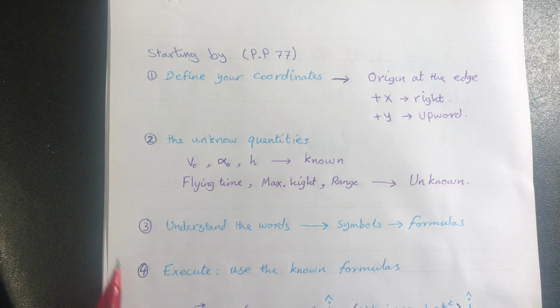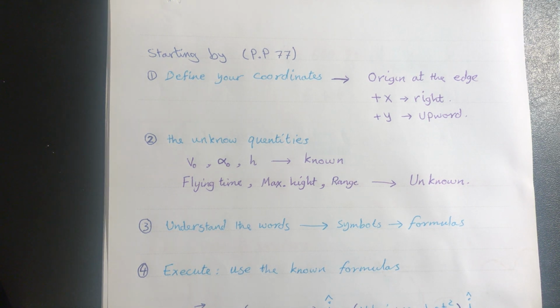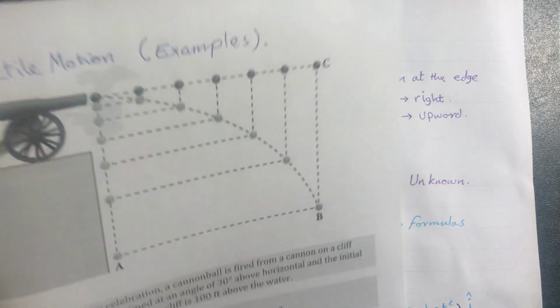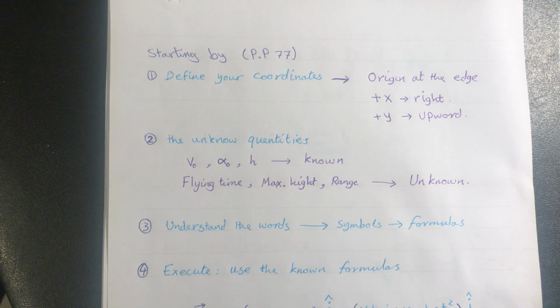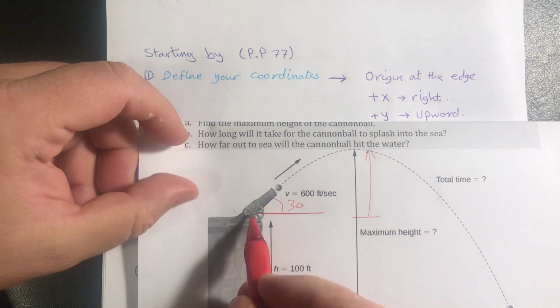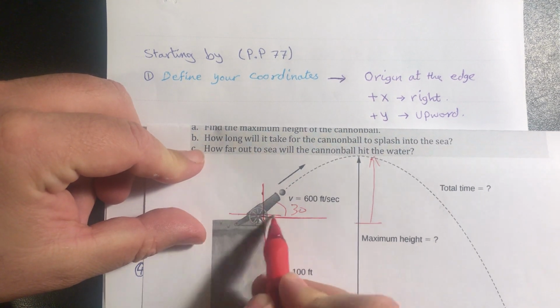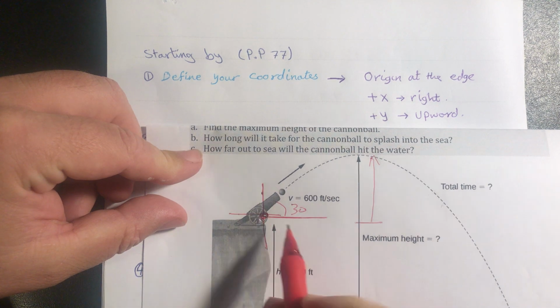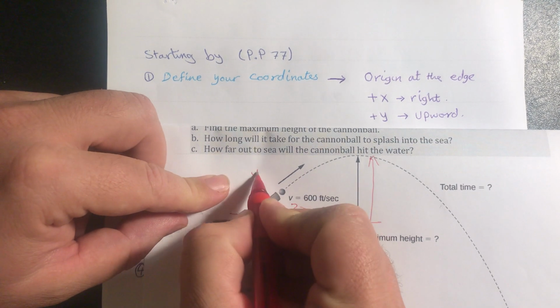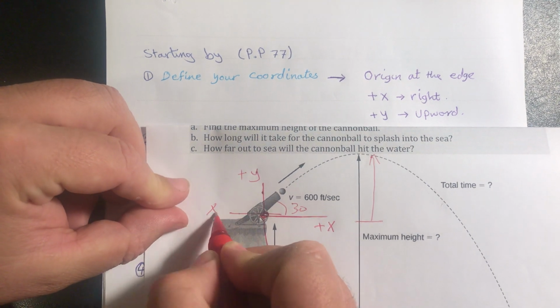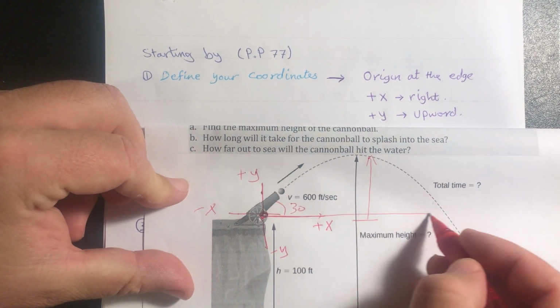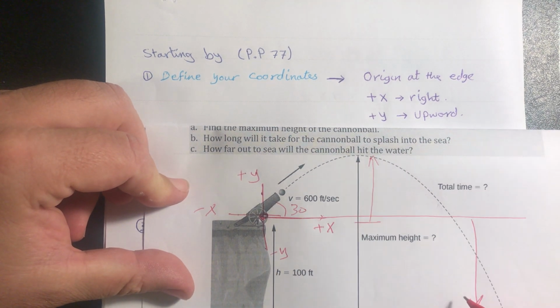So we need to start solving our problem with some systematic steps. If we look at page number 77, in the purple square there is a strategy to solve projectile motion. At first, we need to define our coordinates. I will take the origin at the edge. So this is x positive, this is y positive, this is y negative, this is x negative. I have positive x, and downward is negative y.